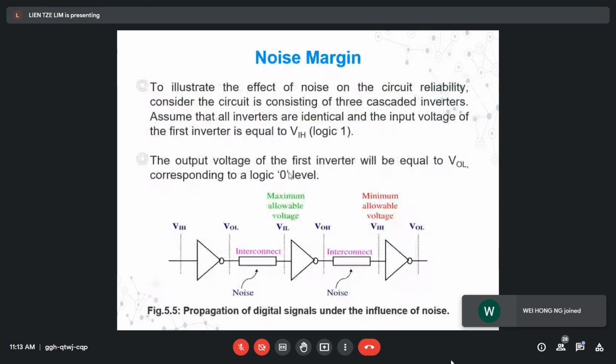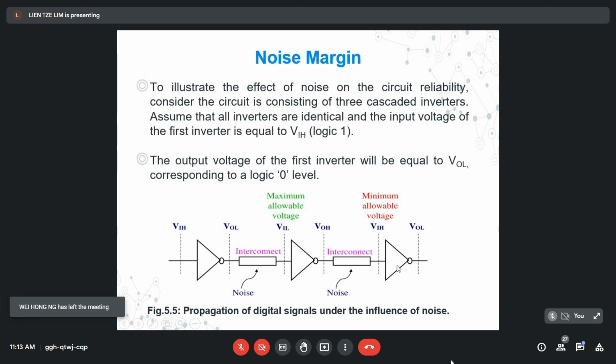Just now the slide referred to this figure, figure 5.5. As you see in this figure, there are 3 inverters that use the realistic NMOS inverter.